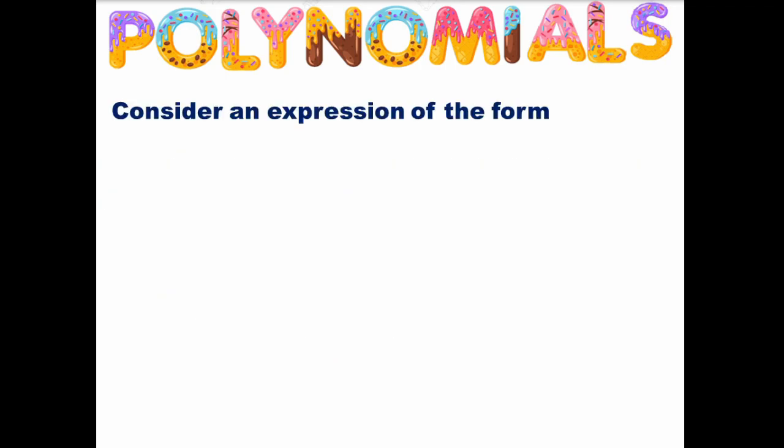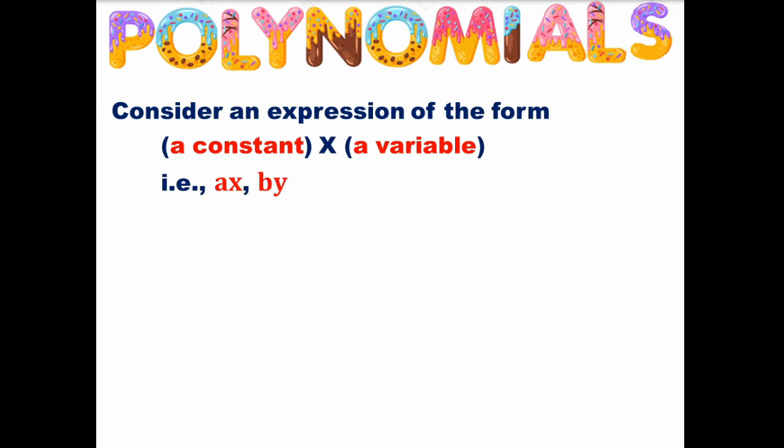Okay, now let us consider an expression of the form a constant into a variable. So you have an expression of the form constant into variable. That is an expression like A into X, B into Y, or 5 into Z. See, in all these cases, A is a constant, X is a variable. So a constant into variable. Like that, B is a constant, Y is a variable. 5 is a constant, Z is a variable. So let us consider expressions of this type, that is a constant into a variable.